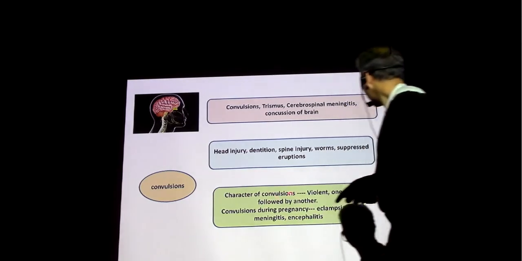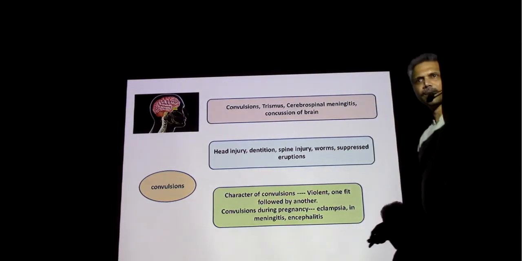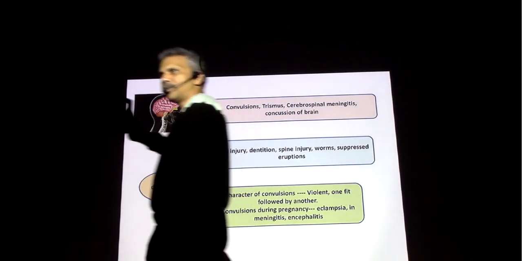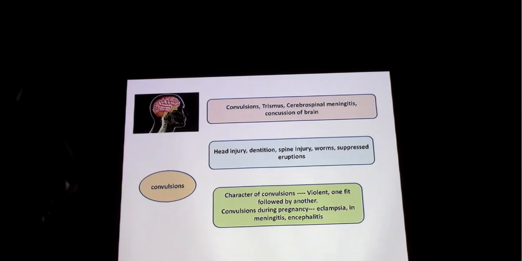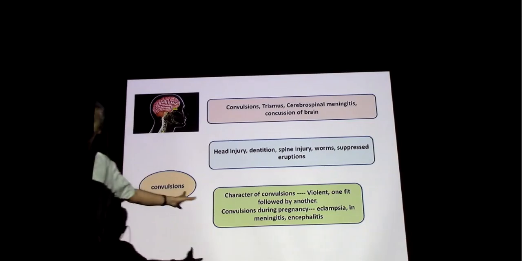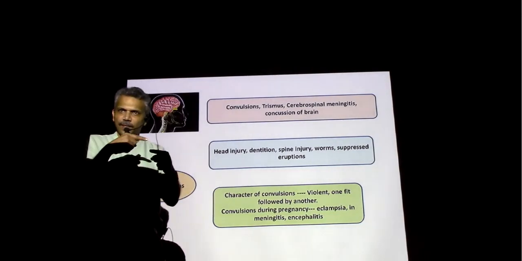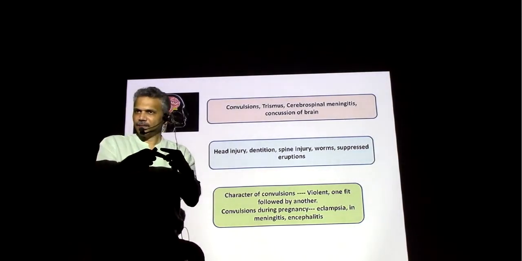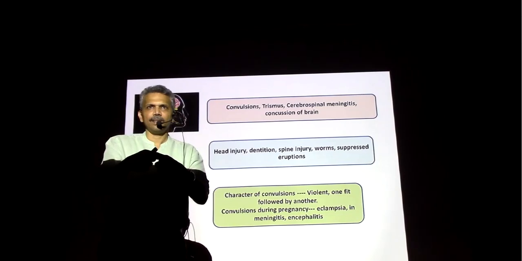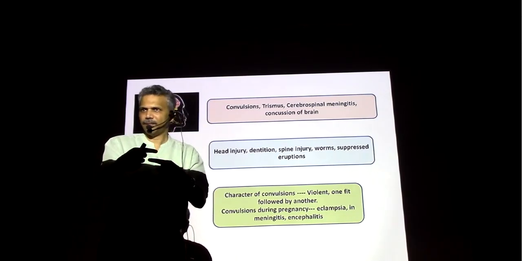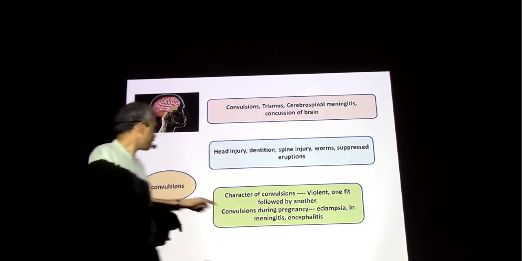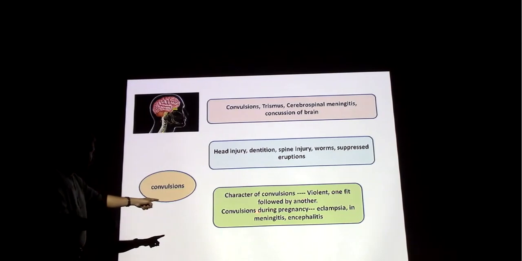So what is very important for you is, in CICUTA, the character of convulsion will be violent. Character of convulsion is violent, one fit followed by another. See how nicely it is given in your books. There is one episode of a seizure and again you have another. One after another. Violent, one followed by the other.